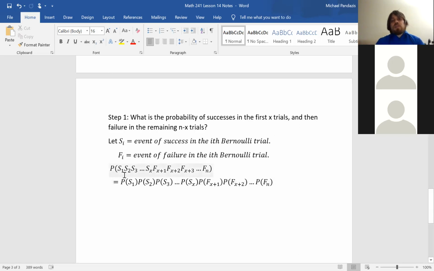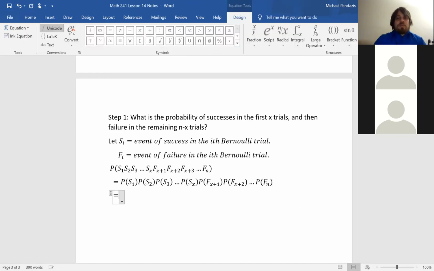And so in this one, we want the probability that you succeed in the first X and then fail in the next N minus X Bernoulli trials. That probability is equal to the probability of success in the first trial times the probability of success in the second times the probability of success in the third times dot, dot, dot, times the probability of success in the Xth trial, times the probability of failure in the X plus 1 trial times the probability of failure in the X plus 2 trial times dot, dot, dot, times the probability of failure in the Nth trial. Now you see it's a product of these probabilities because each trial is independent of every other one.